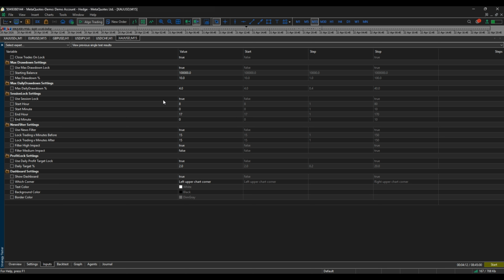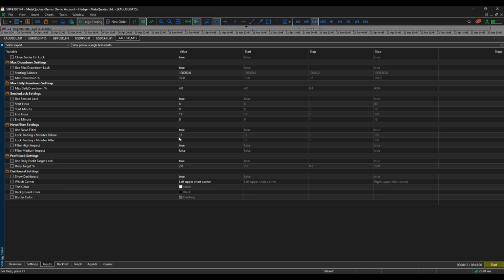Then we have the session lock settings, where we can decide the start hour and minute, and the end hour and minute, like how we had in the mini trade lock example, except we didn't have the minutes. And we also have a news filter setting, because this is another rule for prop firms. Most prop firms don't allow you to enter or exit trades within 5 minutes before or after news. So this is set to 15 minutes before the news and 15 minutes after the news.